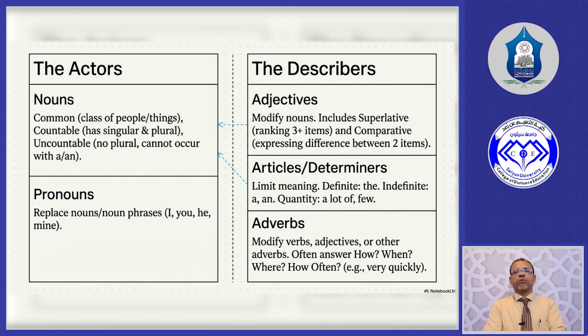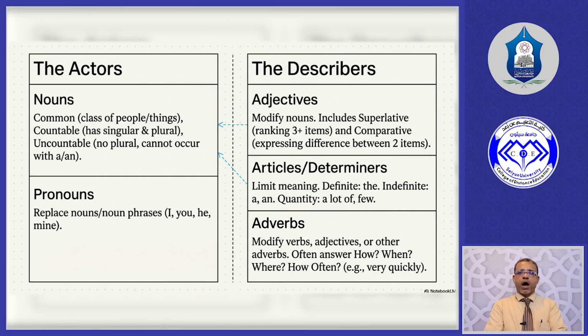So here the adjectives modify nouns mostly only. Okay, but adverbs here, how do you know the adverb? They end with ly usually: quickly, slowly, okay, happily, sadly, and so on. They modify verbs, adjectives, or other adverbs. They often answer how, when, where, how often.